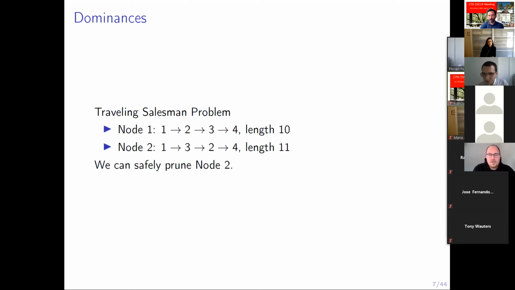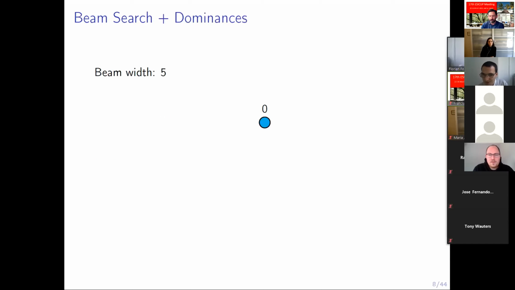To improve this scheme, we can integrate dominances. So consider, for example, a traveling salesman problem. We are at the branching scheme. We add the next city to visit at each level. And we are at the 4th level, and we have these 2 nodes, 1, 2, 3, 4, and 1, 3, 2, 4. The first one with a current length of 10, and the second with 11. So in this case, we can safely prune the second node, because it's dominated by the first one. So that's what we integrate inside the beam search.